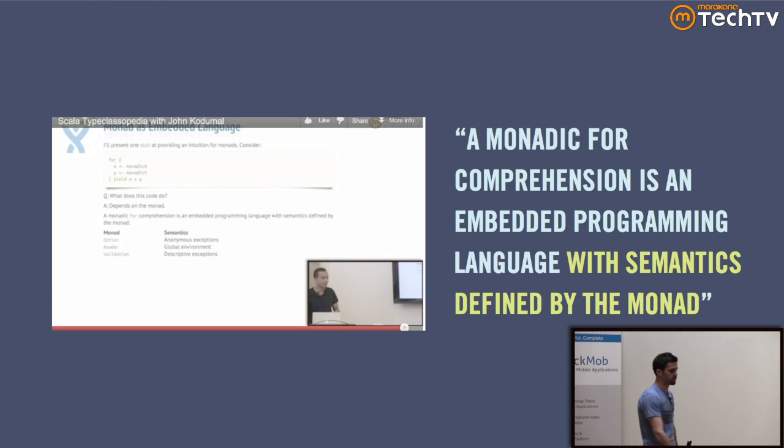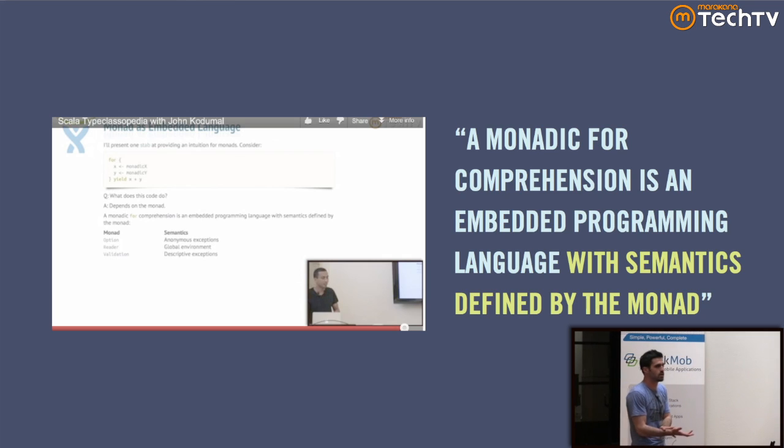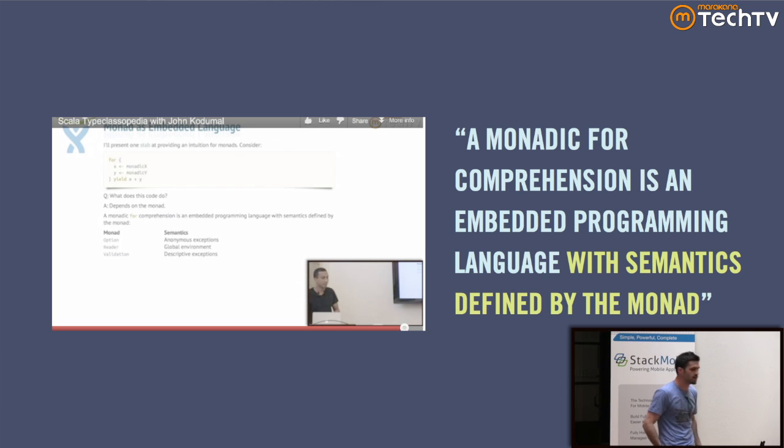And really, what I think was the core thing that leads to this talk is how John left his talk at the end. He presented one, and it's important that this is really only one possible intuition for monads, but he said that a monadic for comprehension is an embedded programming language with semantics defined by the monad. So when we're working in this for comprehension, we have this little mini programming language that has semantics depending on what our types are.